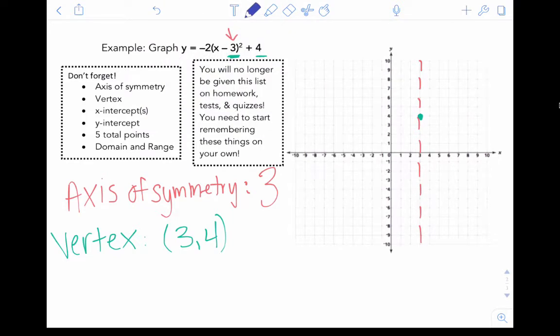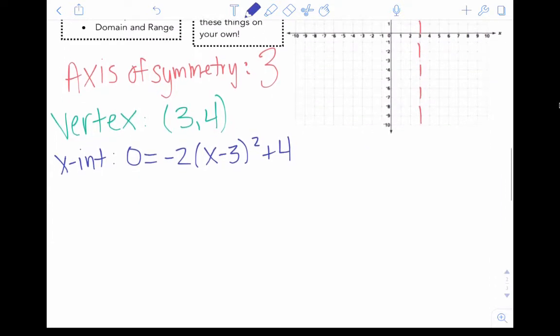Next, I need to find my x-intercepts. To find my x-intercepts, I set this equal to 0, or I substitute 0 for y. So I have 0 equals negative 2 times the quantity x minus 3 squared plus 4. And now when I go through and solve this, my first thing I need to do is subtract 4 from both sides.